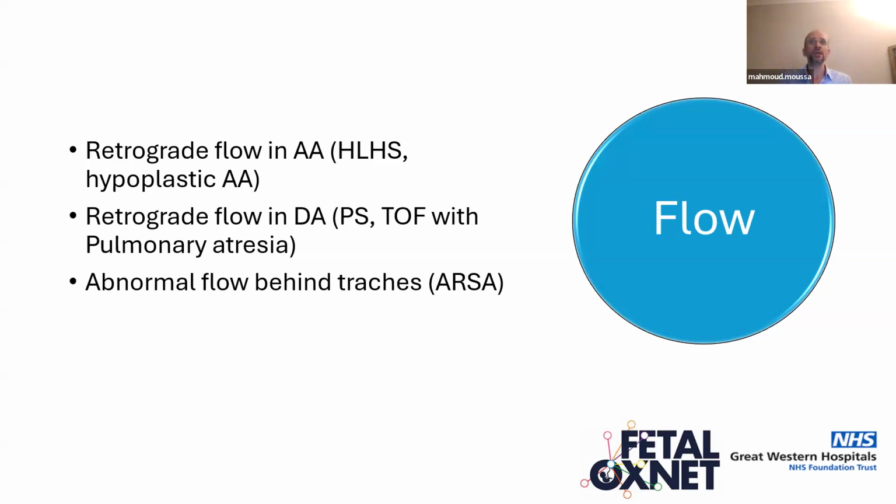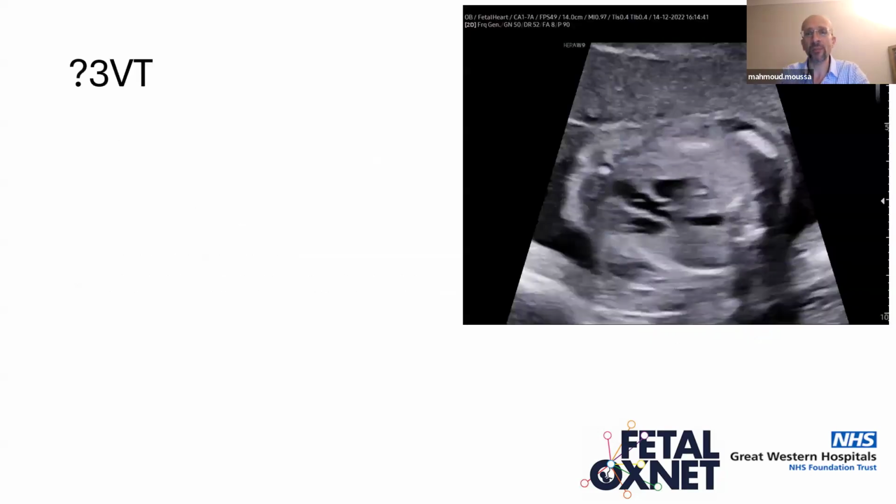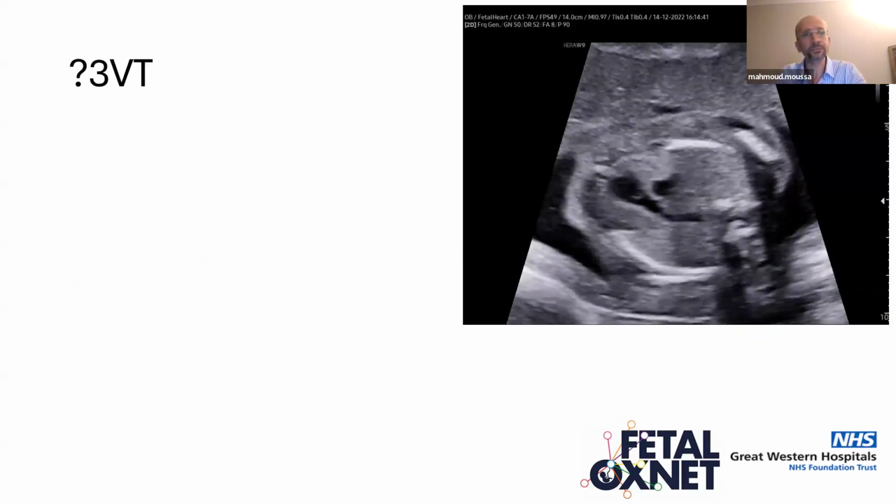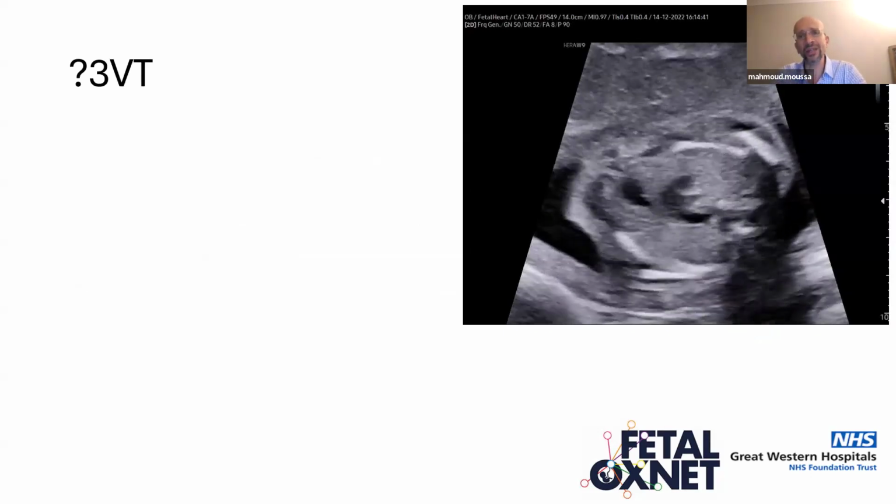That's why I told you, always be careful with the apparent right subclavian, because although you get a normal three-vessel trachea view, and you can see the arches meeting nicely on the left side of the trachea, look behind the trachea, because you might get this vessel isolated, which is the case in the majority of cases of apparent right subclavian.